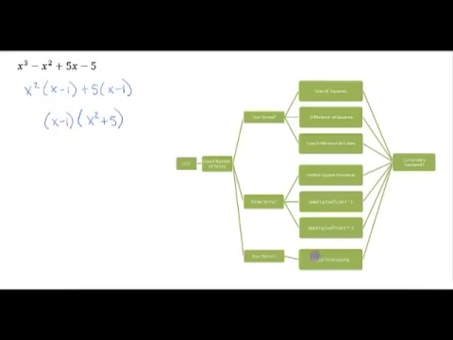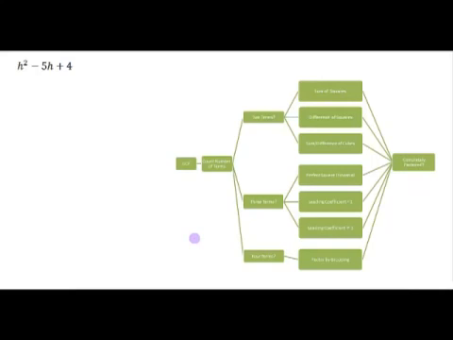Now, are we completely factored? Well, x minus 1 is completely factored. What about x squared plus 5? It's not a sum of squares, definitely not a difference of squares, and definitely not a sum or difference of cubes, so we are completely factored here.